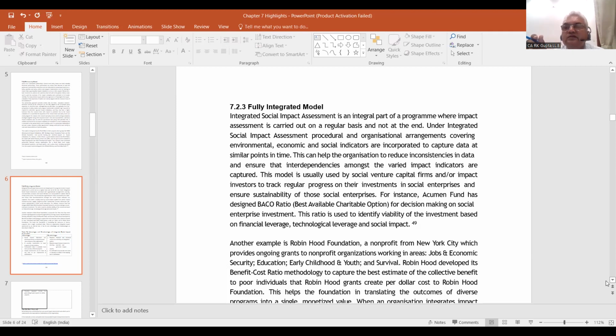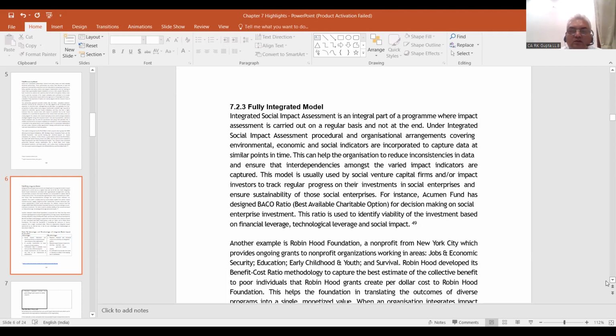So if you are a social venture capital firm or you are an impact investor and you want to track regular progress on your investments in social enterprise, then this fully integrated model could be of use. For instance, Acumen Fund has designed the BACO ratio, best available charitable option, for decision making on social enterprise investment. So this ratio is used to identify viability of the investment based on financial leverage, technological leverage, and social impact.